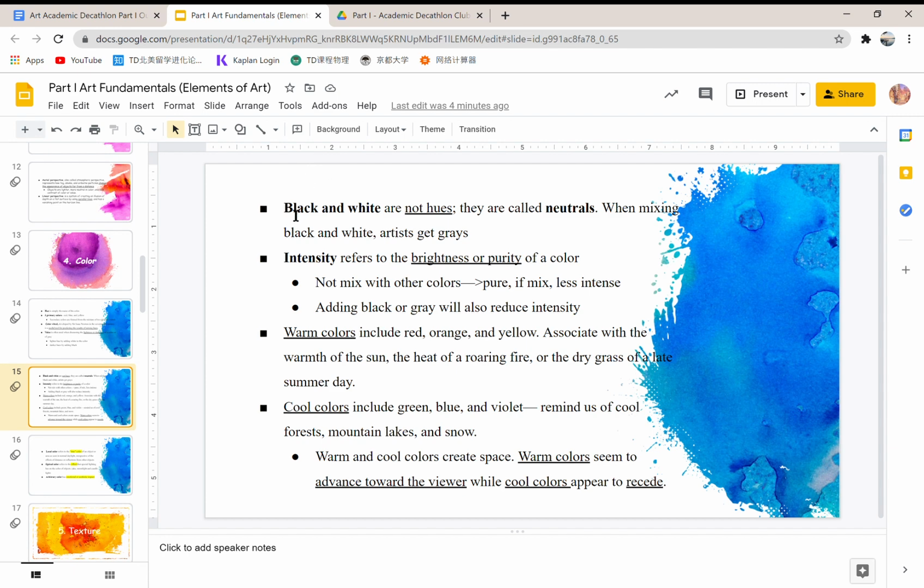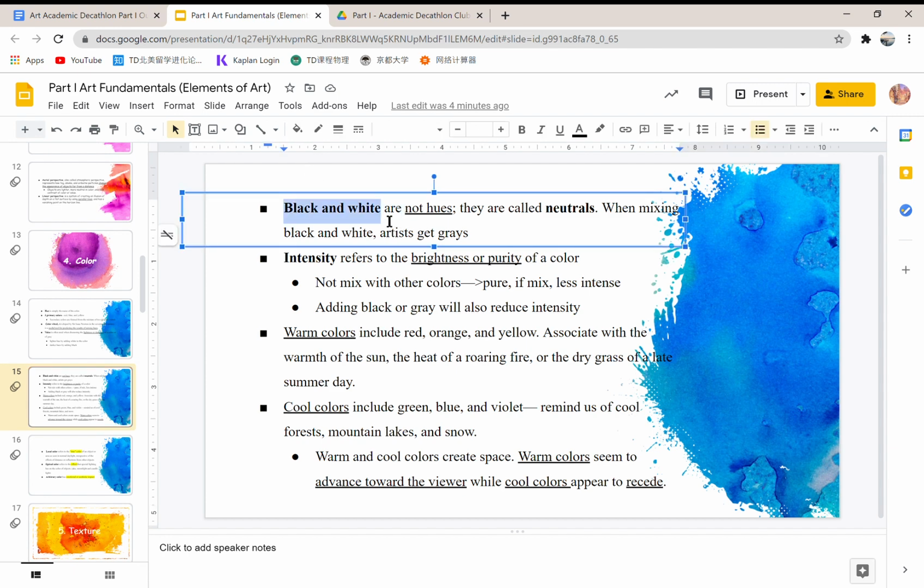Okay, so there are two important colors, black and white. They are not hues, they are not colors, because they are called neutrals. When mixing black and white, artists get grays, and that's why they are called neutrals.